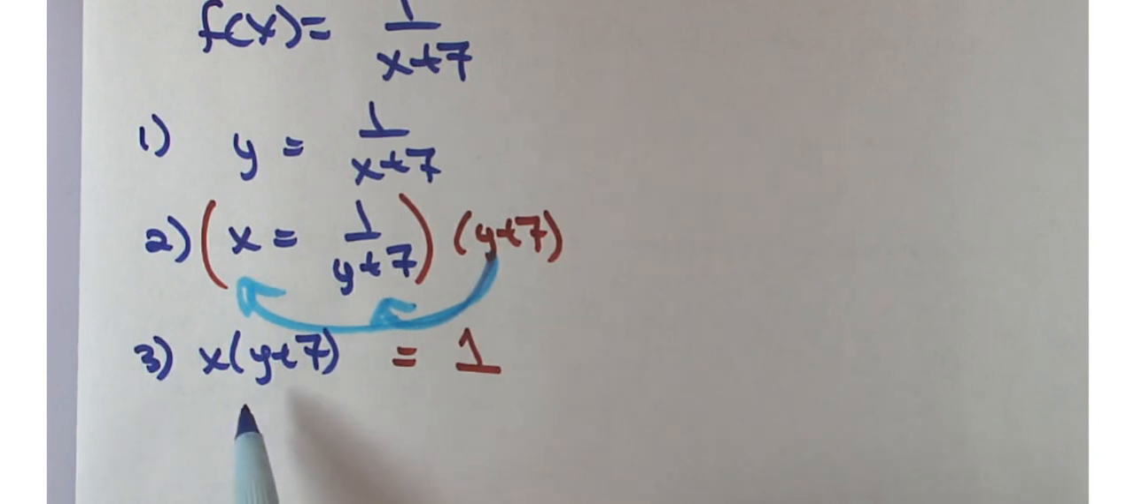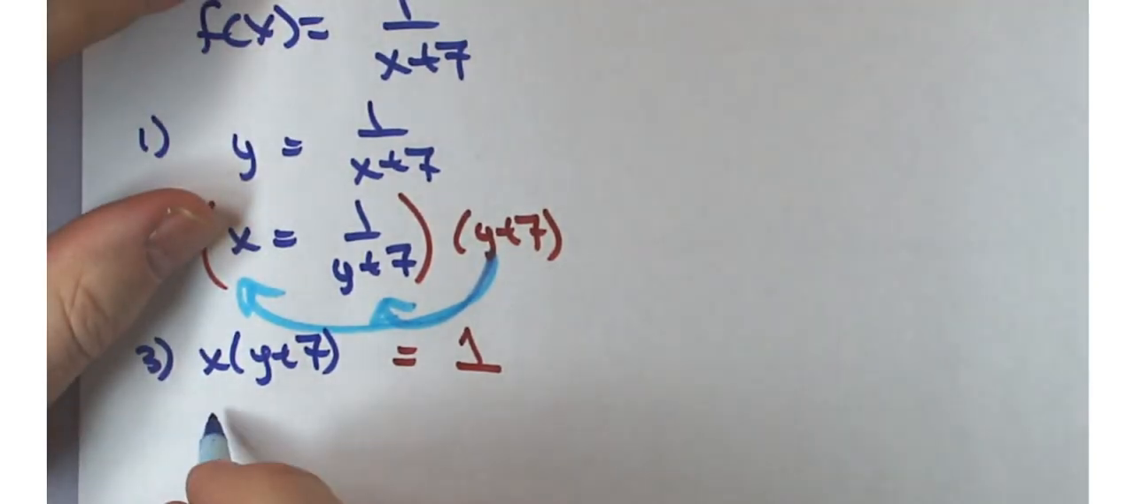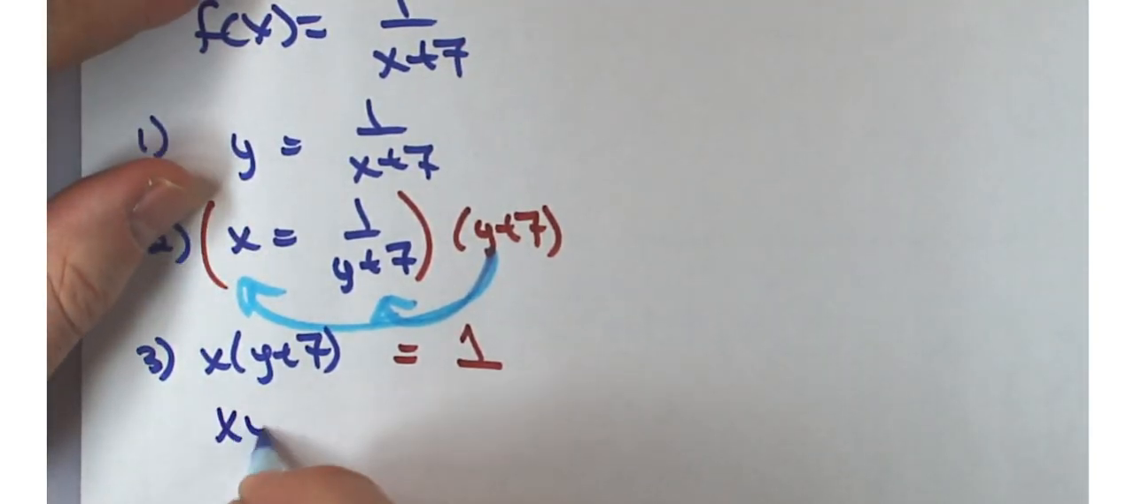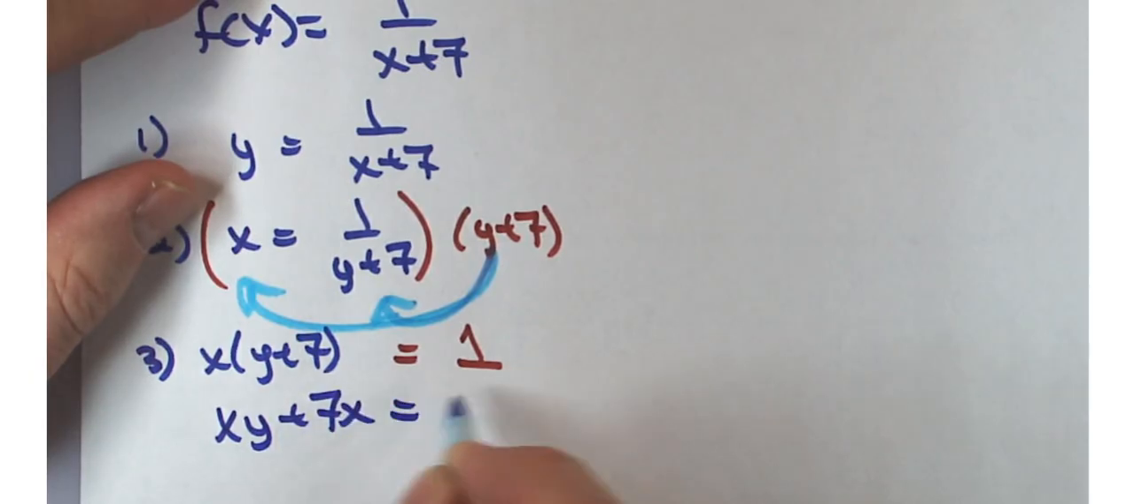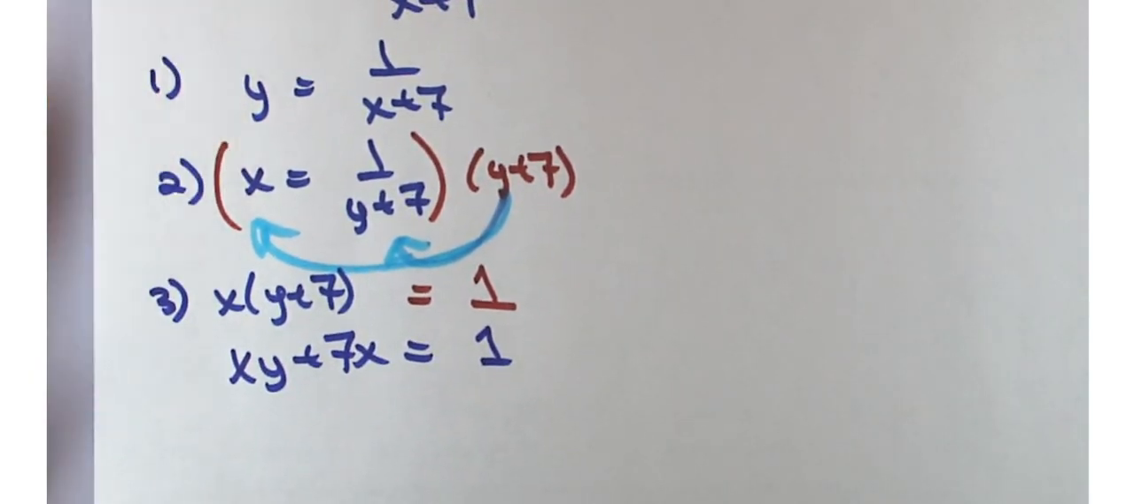You could, if you wanted, divide both sides by x. That might work for some people. Some people might not see that. Most of you are probably going to be comfortable saying, all right, well, that's xy plus 7x equals 1. And now I want to get y by itself. So there's 2 steps to getting y by itself. What would you do next? What's an easy thing to do to start getting y by itself?